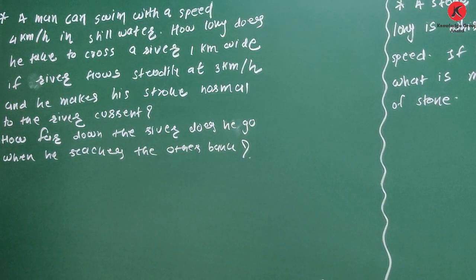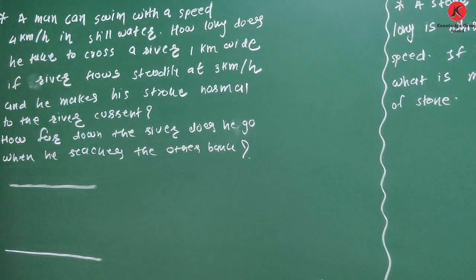A man can swim with a speed of 4 km per hour in still water. How long does it take to cross a river 1 km wide if the river flows steadily at 3 km per hour and he makes his stroke normal to the river current? How far down the river does he go when he reaches the other bank? See what is given. Here it is the river.